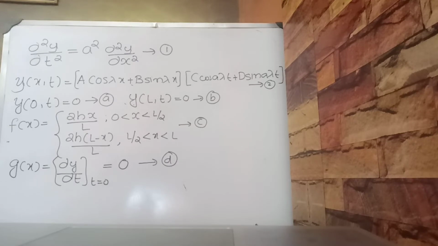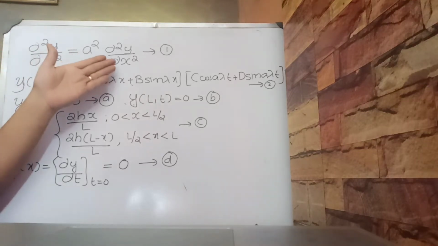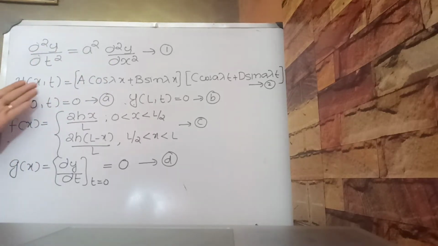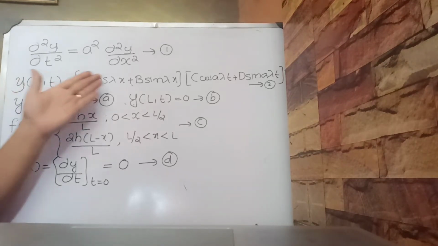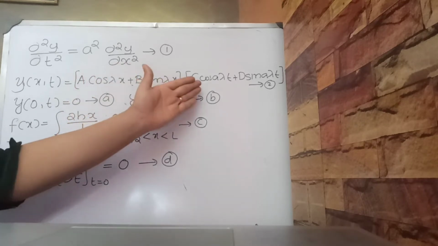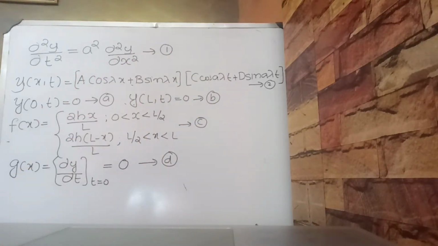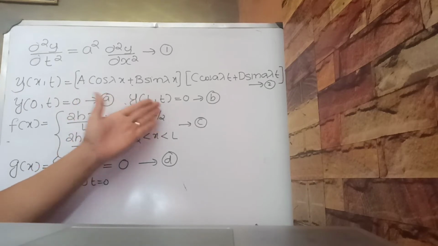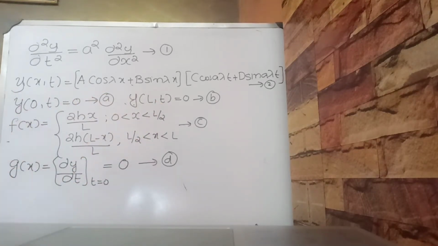Now we will find the displacement of the string. We know that the wave equation is ∂²y/∂t² equal to a² ∂²y/∂x², and a solution to equation 1 is given by y(x,t) equal to (A cos λx plus B sin λx)(C cos aλt plus D sin aλt). As we know, the boundary conditions are y(0,t) equal to 0 and y(L,t) equal to 0. That means at the end points of the string, the displacement is 0.